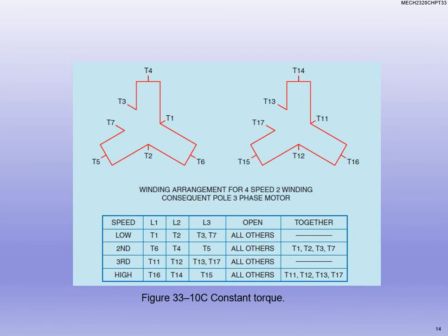If we want second speed, we would tie L1 to T6, L2 to T4, L3 to T5, and all the others would be together: T1, T2, T3, and T7. We're changing the paths for current to go through.